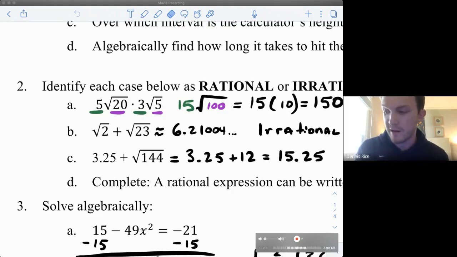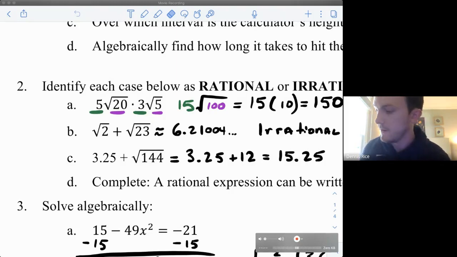You can't add radicals. I tried to trick you with 2b. What do you think I was trying to get people to do with 2b? Yeah, 2 plus 23 is 25, and then you go, oh, that's perfect. Oh, this works out nice. This isn't so bad. But we can't add radicals. Radical 144 looks ugly, but 144 is perfect.